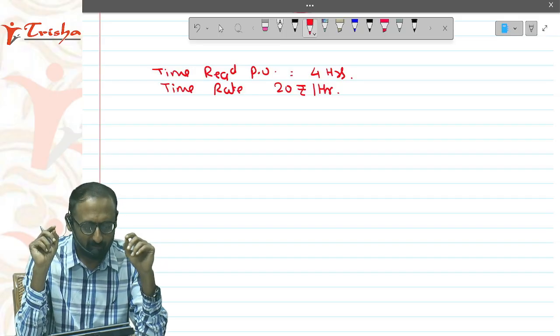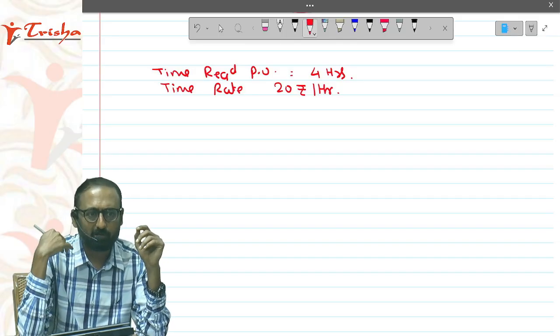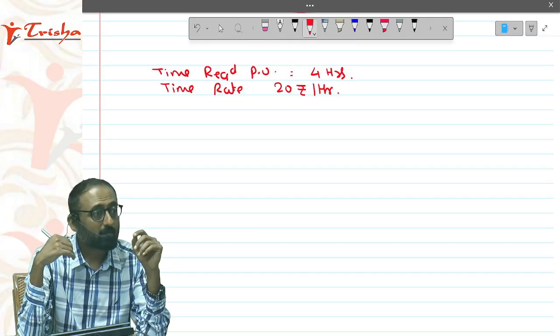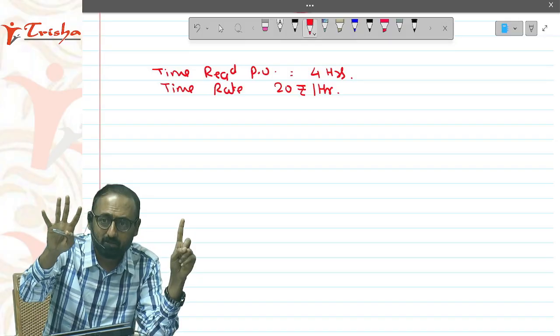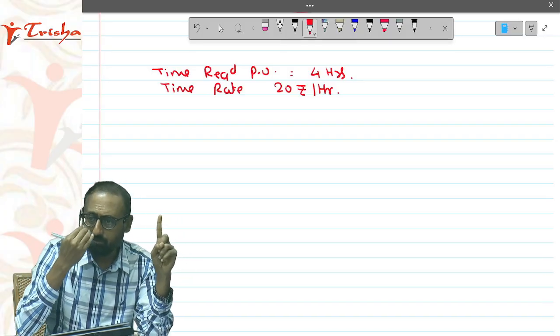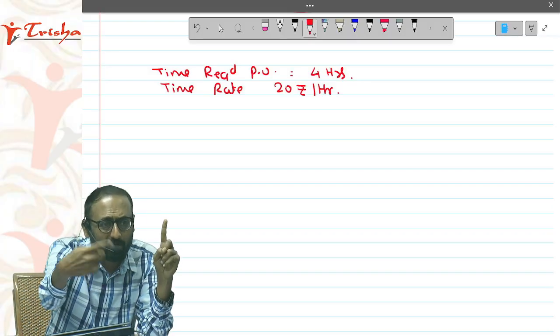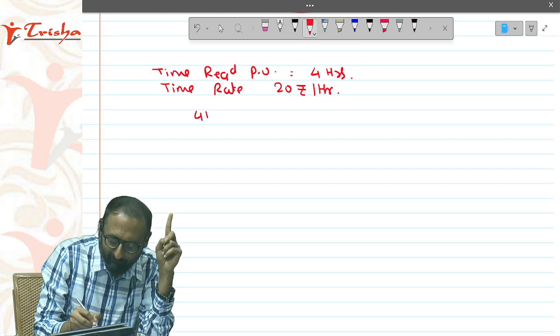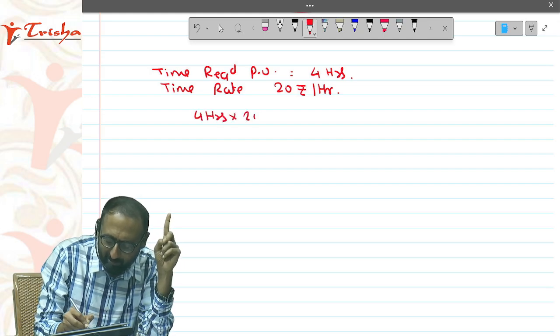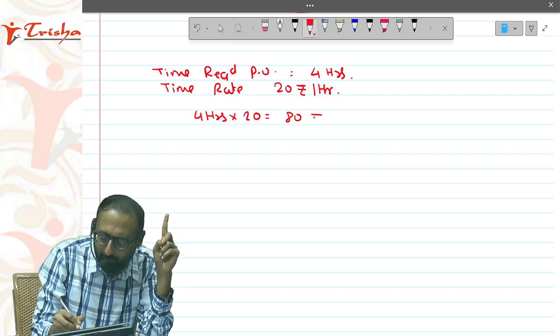Now, when will the worker give you 1 complete unit? After how many hours? Means once he gives you 1 unit, you'll have to pay for how many hours? Is it 4 hours you'll have to pay? So, very simple. 4 hours multiplied by 20, your answer will be 80 rupees. Correct, guys?